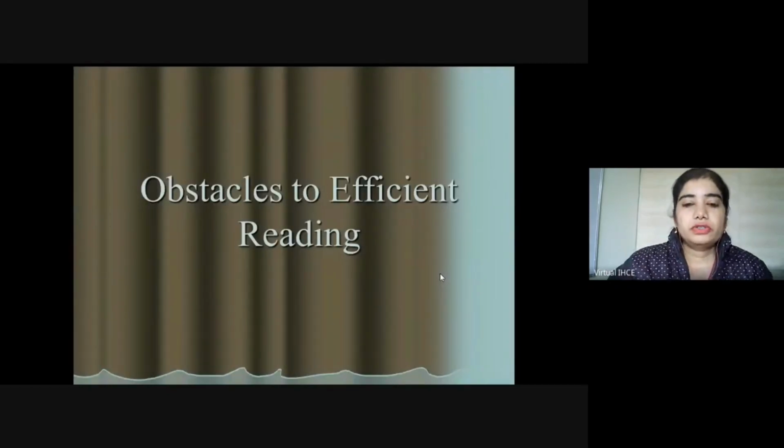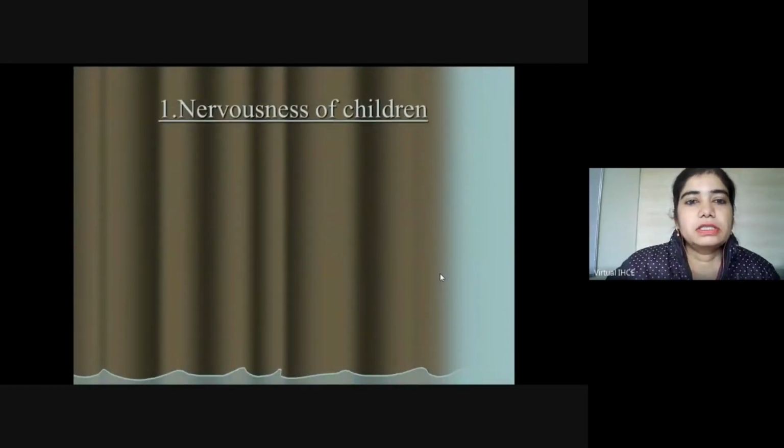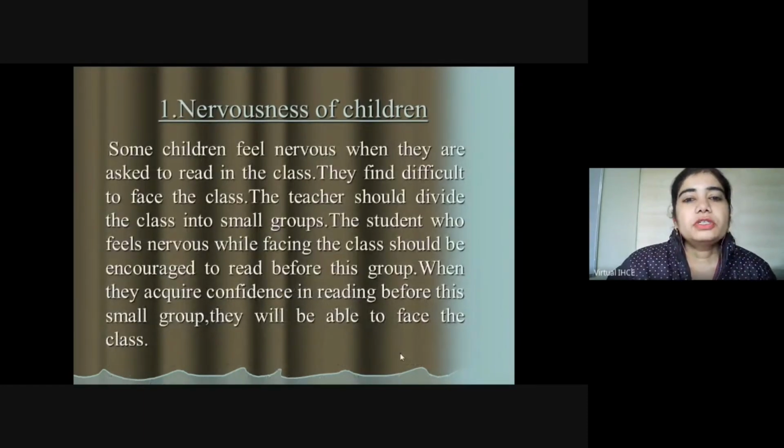Obstacles to efficient reading. First is nervousness of children. Some children feel nervous when they are asked to read in the class. They find it difficult to face the class. The teacher should divide the class into small groups. The student who feels nervous while facing the class should be encouraged to read before this group. So in the small group, the student has to read there, not before the whole class.